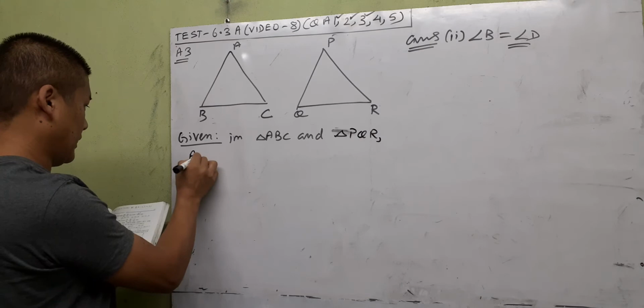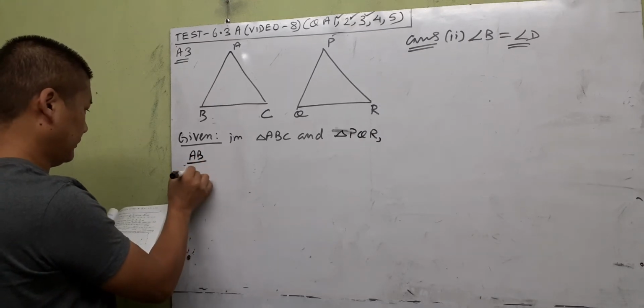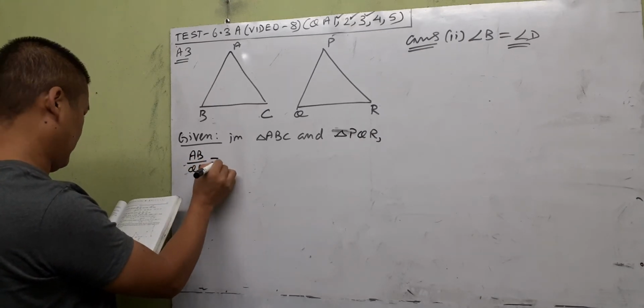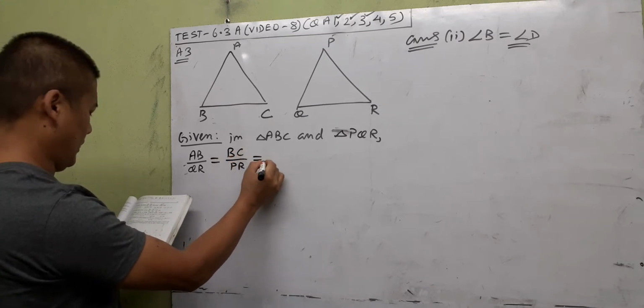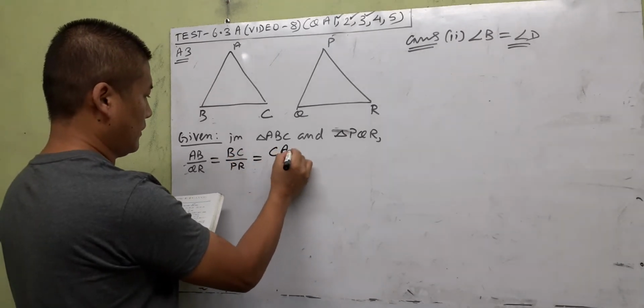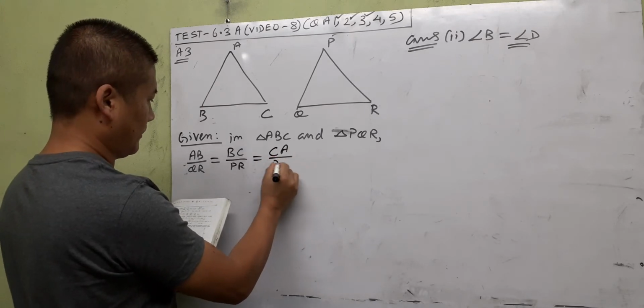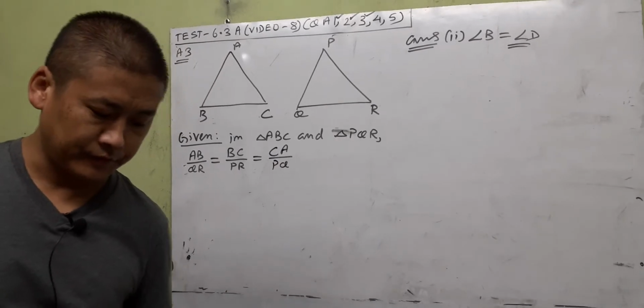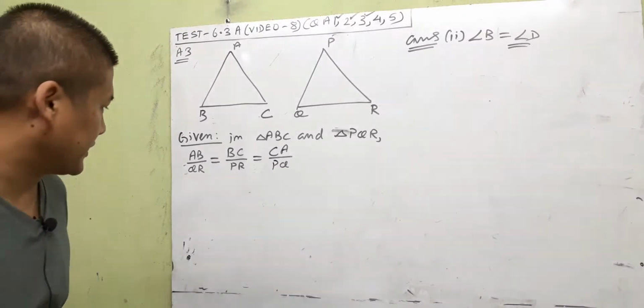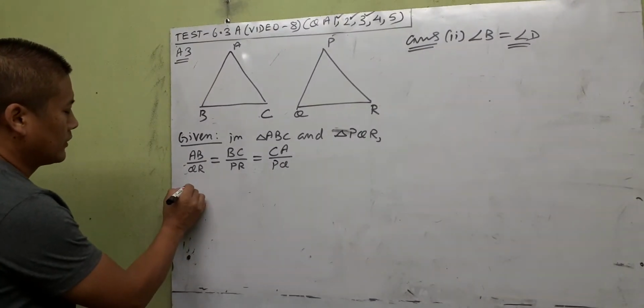This is given to us: AB by QR is equal to BC by PR is equal to CA by PQ. Then which of them is correct, which order is correct in the choices there. So let us start.